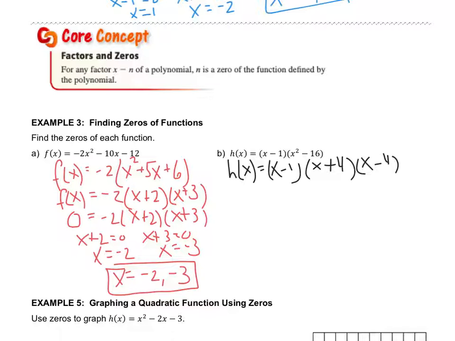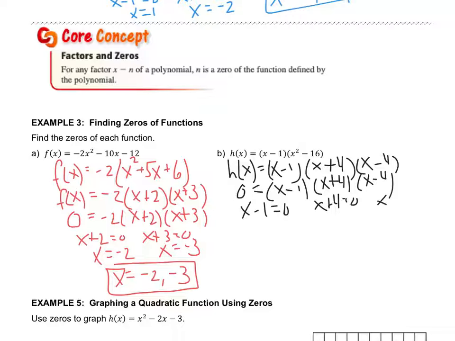So this time, notice when I do my zeros, I have 3 binomials that are all different that I need to come up with my answers for. Okay, so this one is not just going to have 2 of my answers. So I'm going to have x minus 1 equals 0. If x plus 4 equals 0, it would work. And if x minus 4 equals 0, it would work. So if I add 1, x equals 1. If I subtract the 4, x is negative 4. And if I add the 4, x is positive 4.